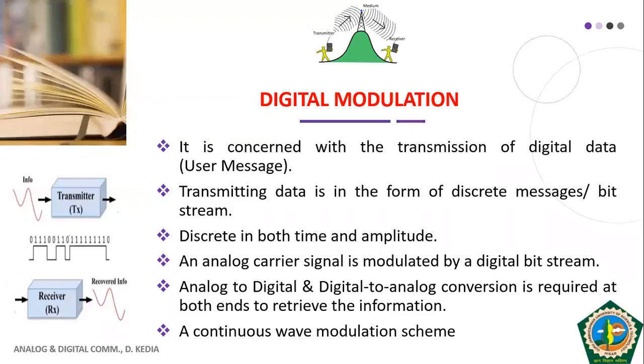And we have seen that in case of pulse amplitude modulation, pulse width modulation, pulse position modulation, what we were doing in pulse amplitude modulation, we made our signal discrete in time with the help of sampling. And then we talked about pulse code modulation, where we introduced discreteness in time as well as in amplitude.